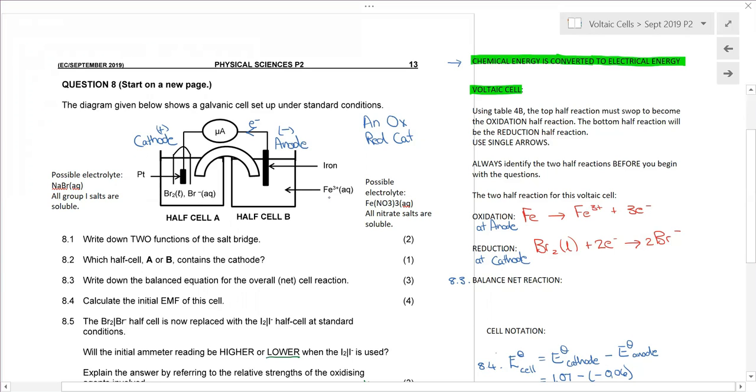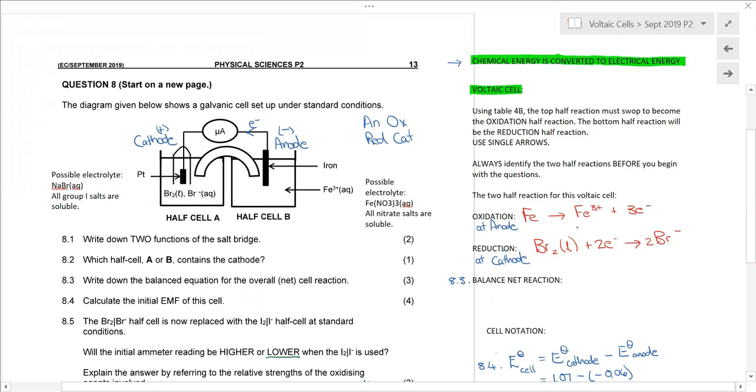Please remember, ions are always in solution. You will always have aqueous written behind your ions. As I said, bromine is a liquid, so in that case, they will always use platinum or graphite as an electrode. We'll speak more about that just now.